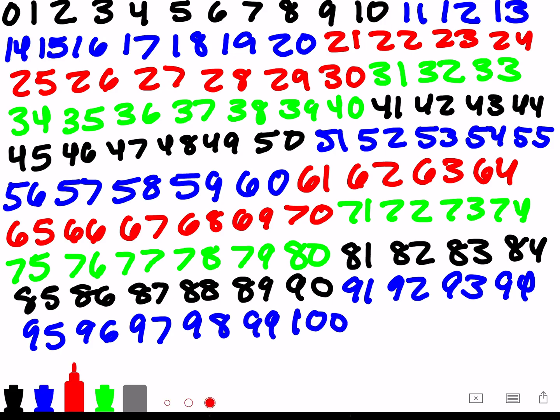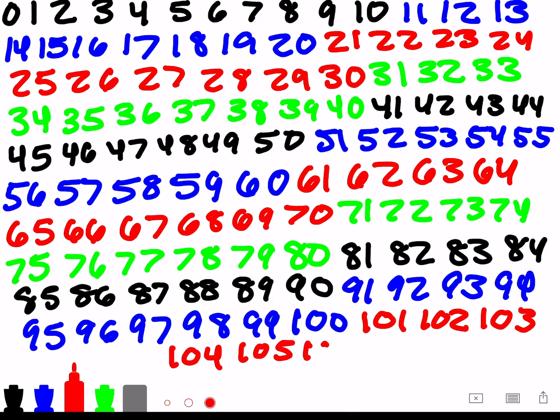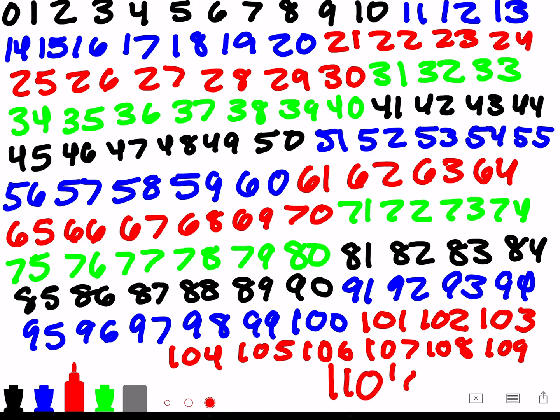Ooh, we're almost there to 110. 101. I love 101 because it looks like LOL, but we won't go there. 102, 103, 104, 105, 106, 107, 108, 109, 110. We did it. Woo.